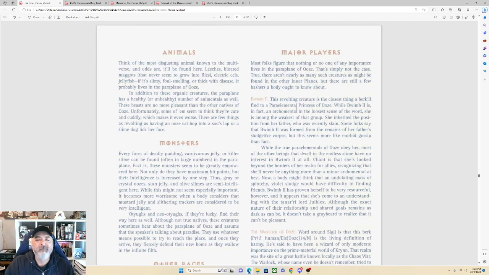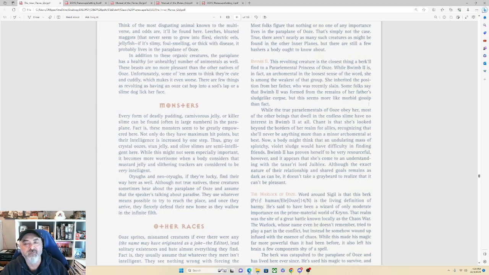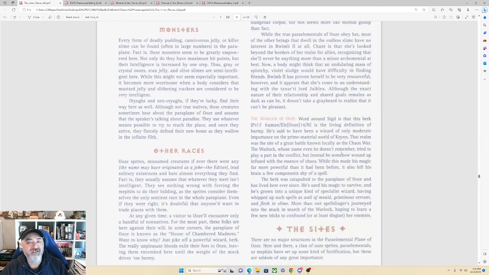The para-elemental Prince of Ooze named Bwimb II, or Bwimb the Second. Arcanomental is just super powerful elemental ooze, man. She's looking beyond the border of her realms for allies. The Warlock of Ooze. There's a human who's gone nuts and set up his outpost out in the Plane of Ooze. Uses his magic to survive and has grown into a unique kind of specialist wizard, having whipped up such spells as the Wand of Mold, Gelatinous Servant, and Flesh to Slime.